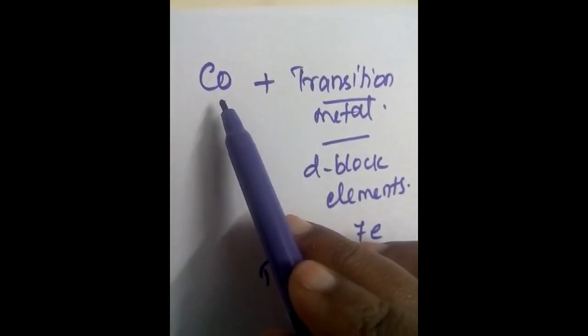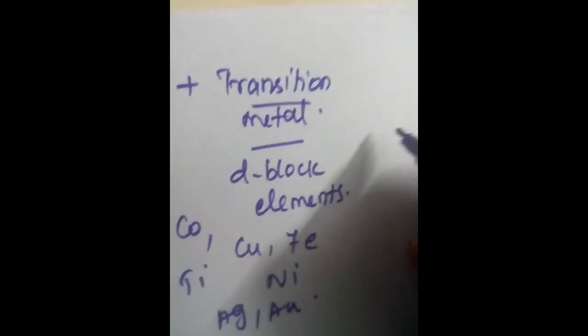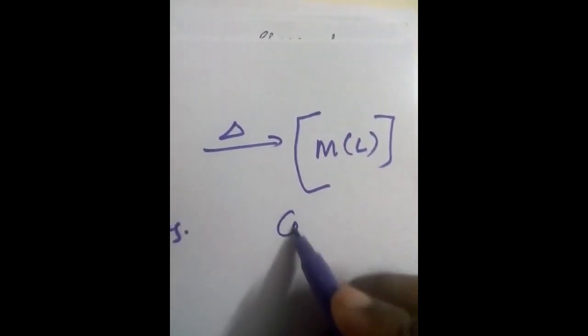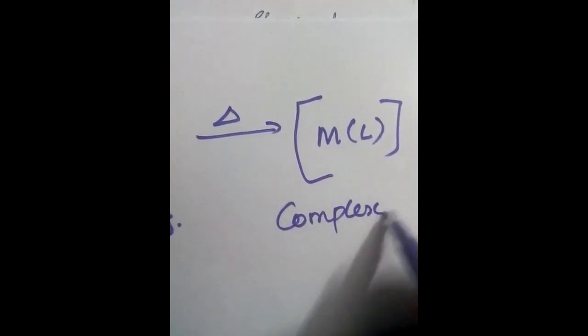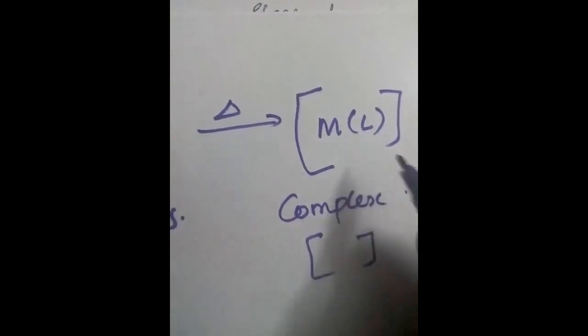When carbon monoxide is treated with a transition metal and heated, a complex is formed. A complex is nothing but a metal with ligand. The metal and ligand are enclosed in a bracket, called a complex. Always a complex will be represented with this bracket. Whenever you see this bracket, it shows a complex.